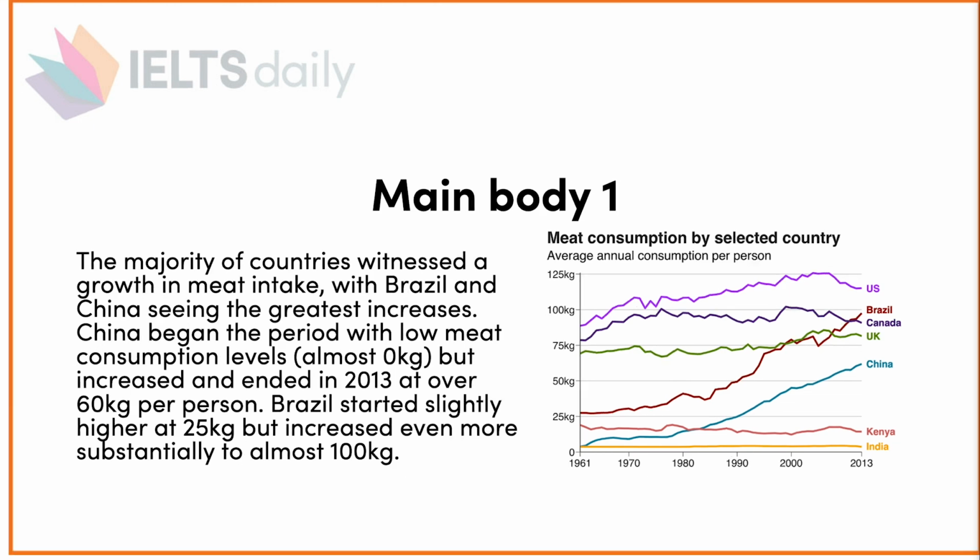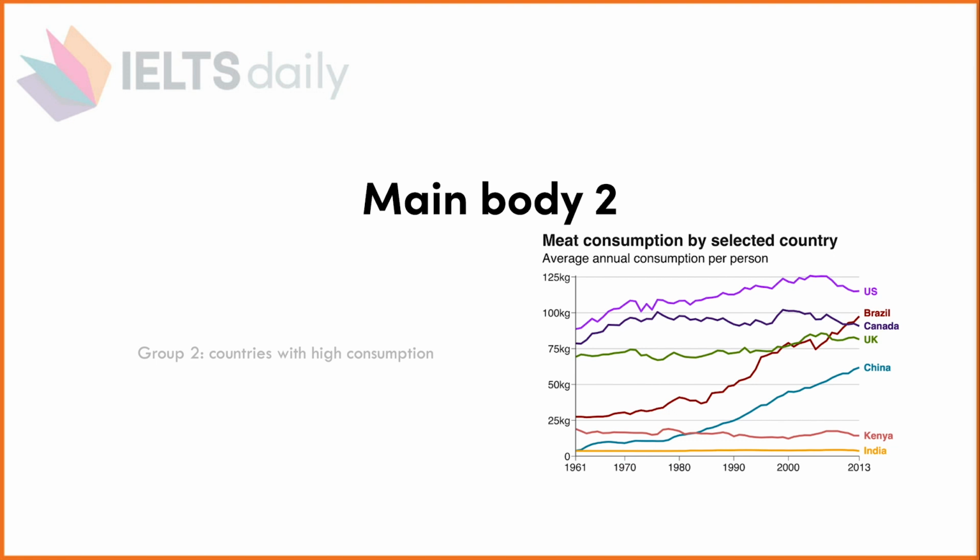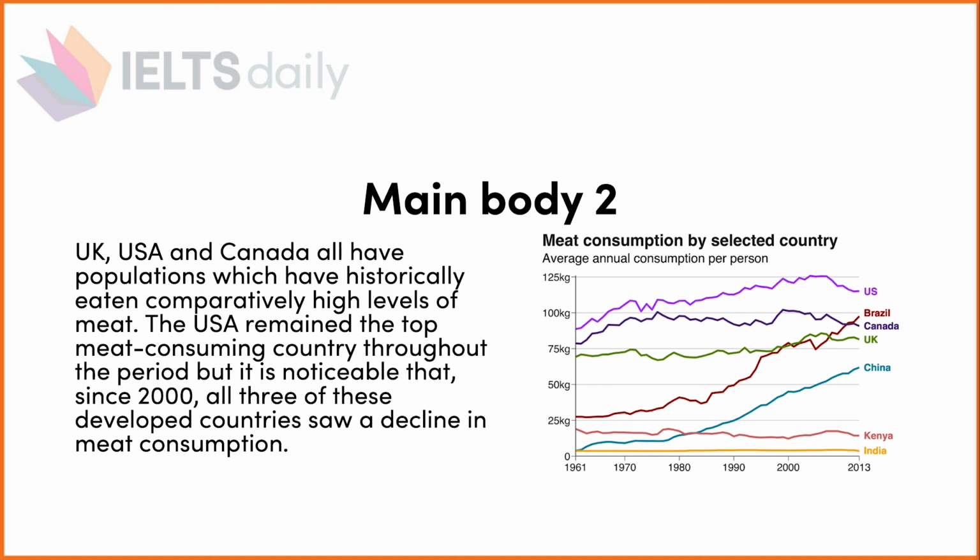My second main body paragraph groups information with countries with high meat consumption. Do you remember the 3 countries at the top? UK, USA and Canada all have populations which have historically eaten comparatively high levels of meat. The USA remained the top meat-consuming country throughout the period, but it is noticeable that since 2000, all 3 of these developed countries saw a decline in meat consumption. You can see that in the graph. From about 2010, those 3 countries saw a decline.